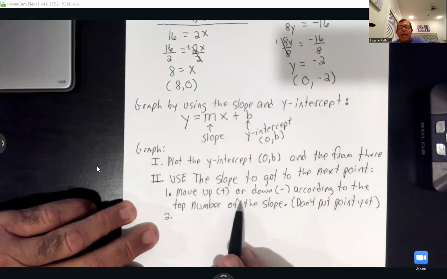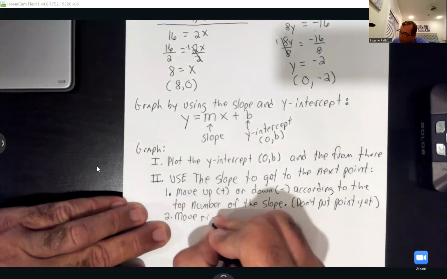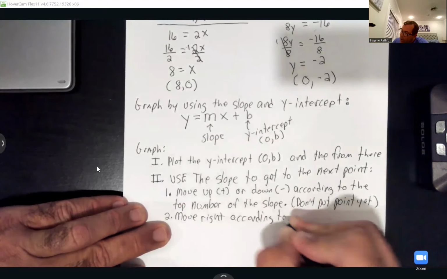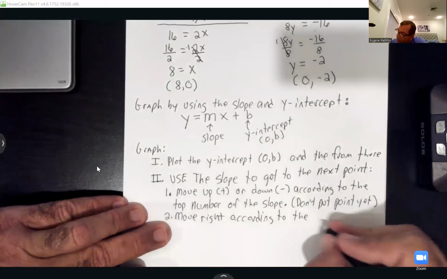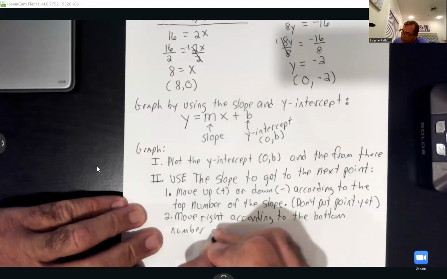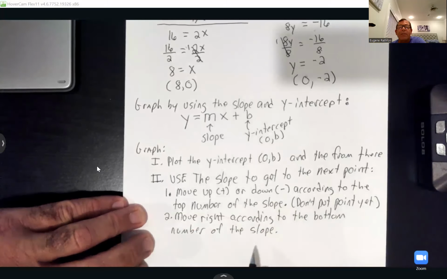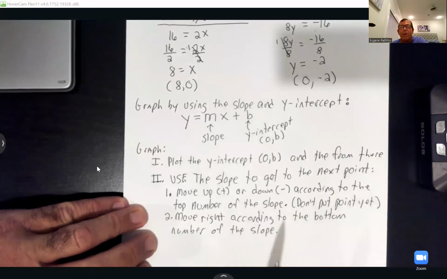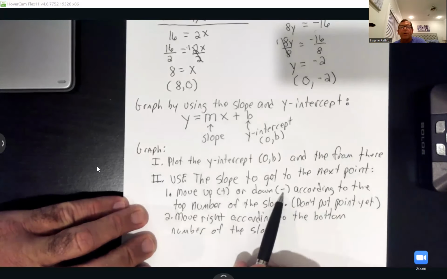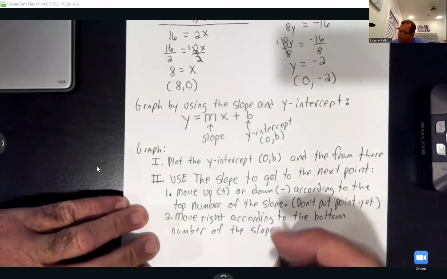Because once I move up or down according to the top number of the slope, I'm going to move right according to the bottom number of the slope. So if your slope is negative, keep that up top. Okay? Keep all negatives up top. So you're either going to move up or down according to the top number. Then you're going to move right according to the bottom number.